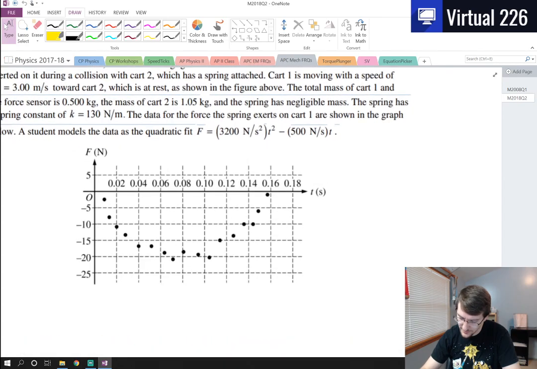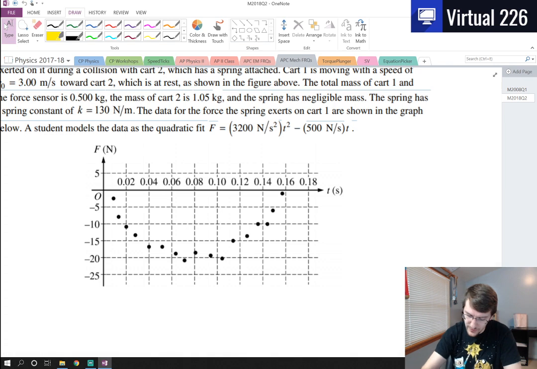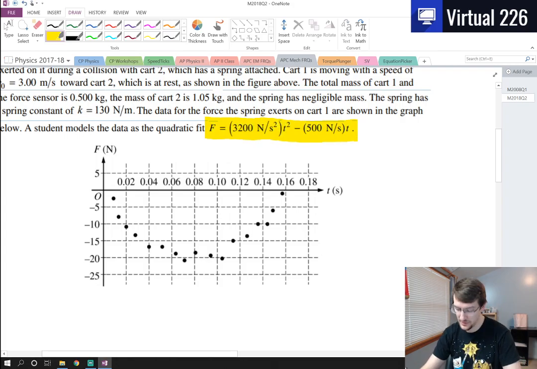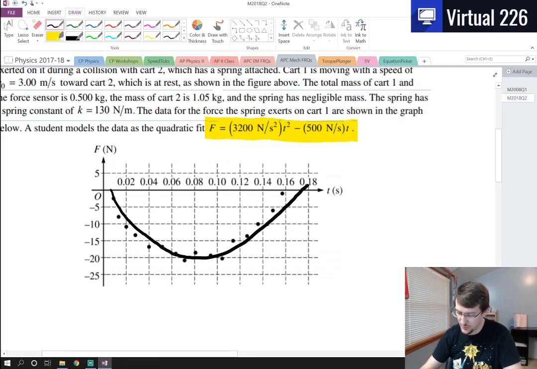So we've got this graph here. This is the force that the spring is exerting. And we see that the student fits this with a quadratic, this equation right here. That's going to be super important for us in a little bit. And we also have this curvy thing. If they plotted it with a quadratic, then it would really just be a nice smooth function, right?